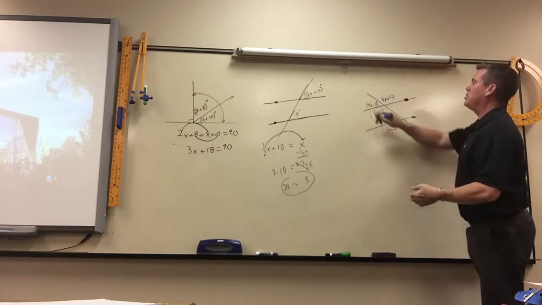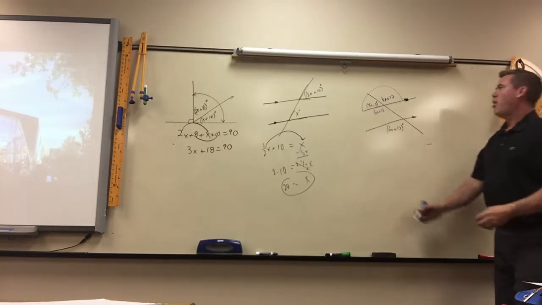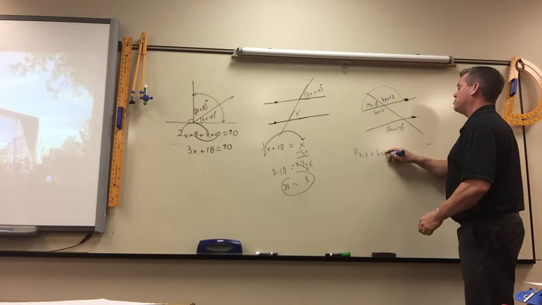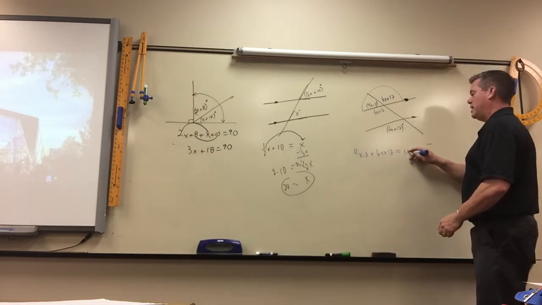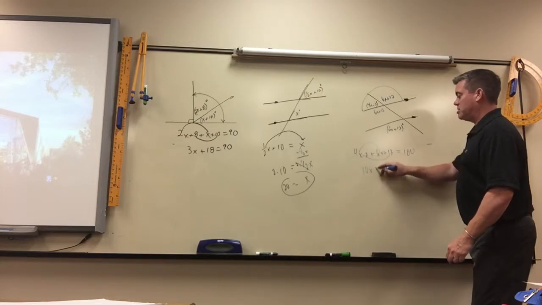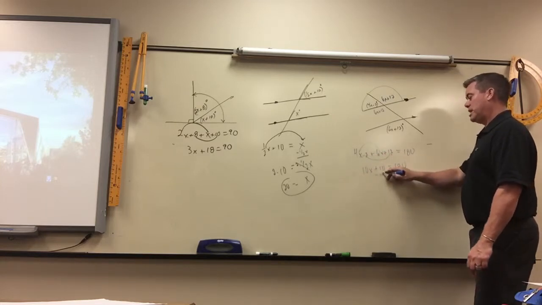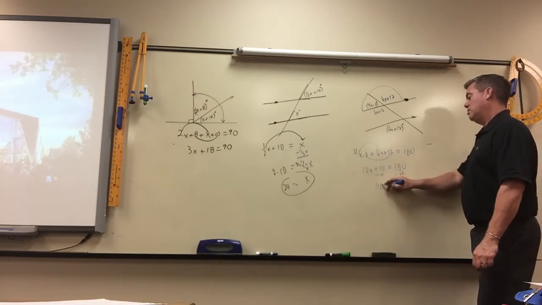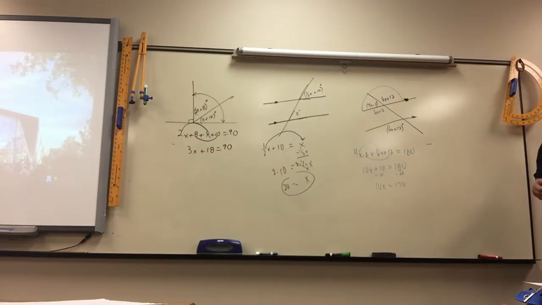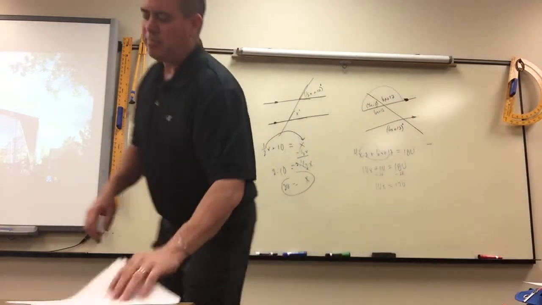Either way you put them, you can see that they add up to 180. They're a linear pair. So you need to add them up: 4x minus 2 plus 6x plus 12 and set it equal to 180. 10x plus 10 equals 180. Subtract 10. 10x equals 170. Divide by 10 and you get 17. Okay? Is that it? Nope.